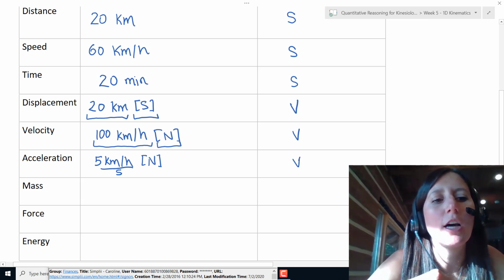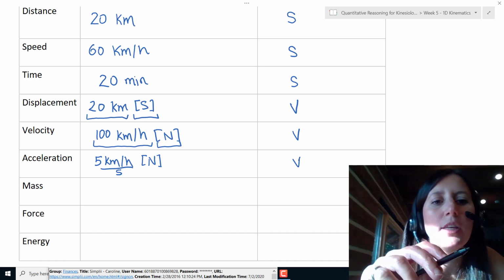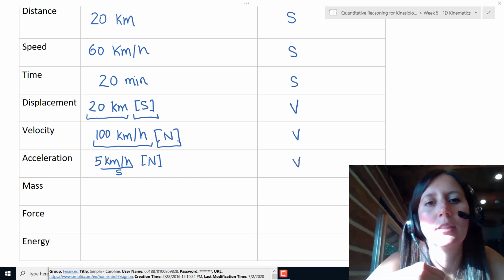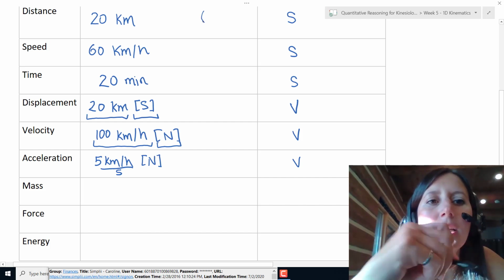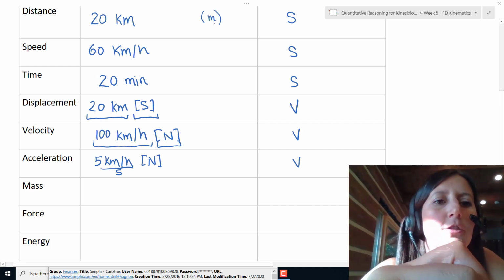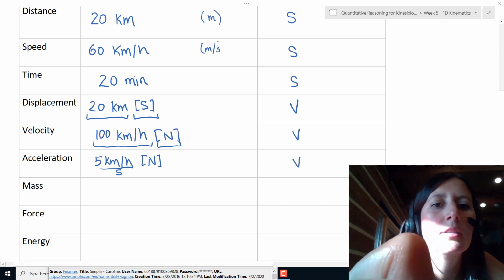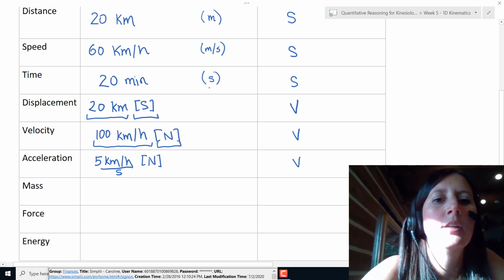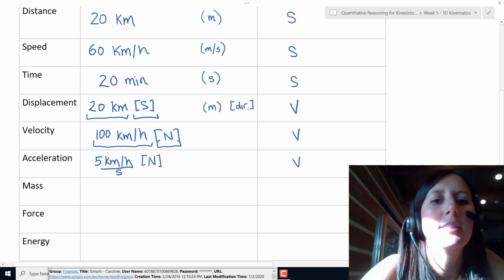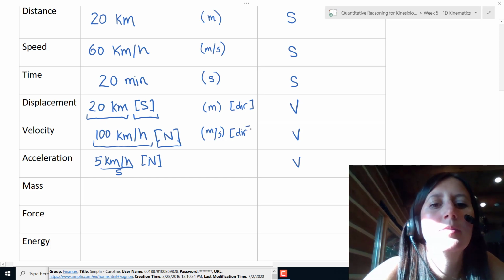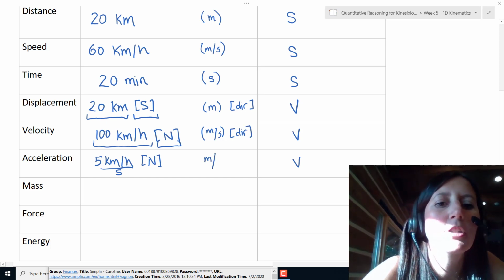If we were to talk about SI units for all of these things, the examples that I've been giving are not in SI units, right? So for each of these, the SI units for distance are meters. For speed, meters per second. For time, seconds. For displacement, meters, and then a direction. I'll just write DIR for direction. Velocity, meters per second, and then a direction. And acceleration, the SI units are meters per second squared, and then a direction.